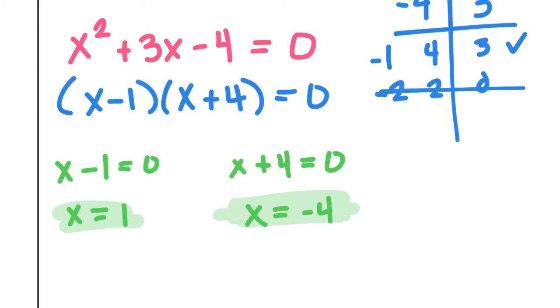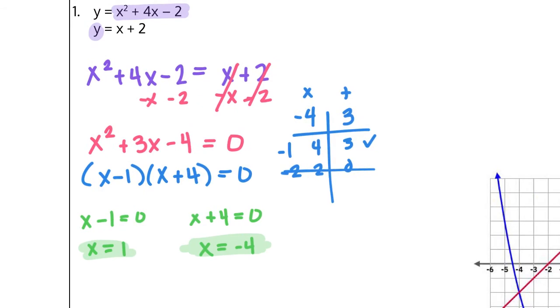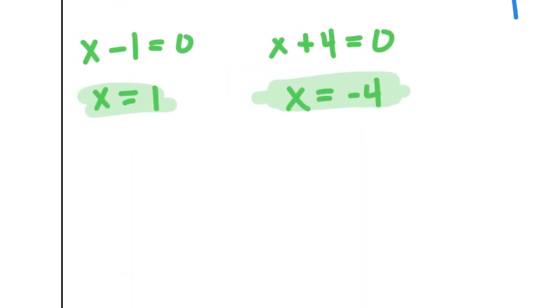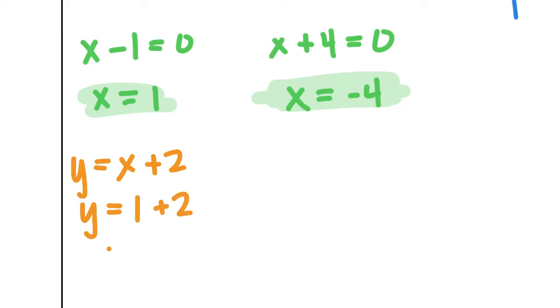So I have my two x values. I need to go back, and now I need to find the y values that correspond with each of these. So what we're going to do is we're going to take one of our equations from the original system. So see how we have two equations? You only need to pick one of them, and it's obviously always going to be easier to pick the linear one. So y equals x plus 2. But we're going to replace that x with whatever value we had. So in this case, we had 1, and that gives me y equals 3.